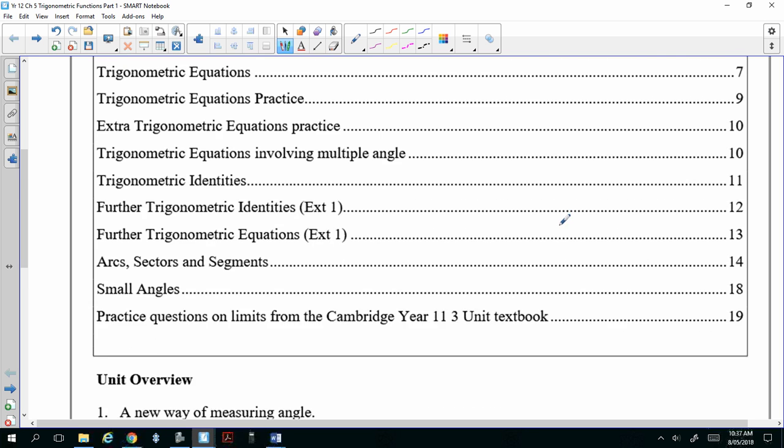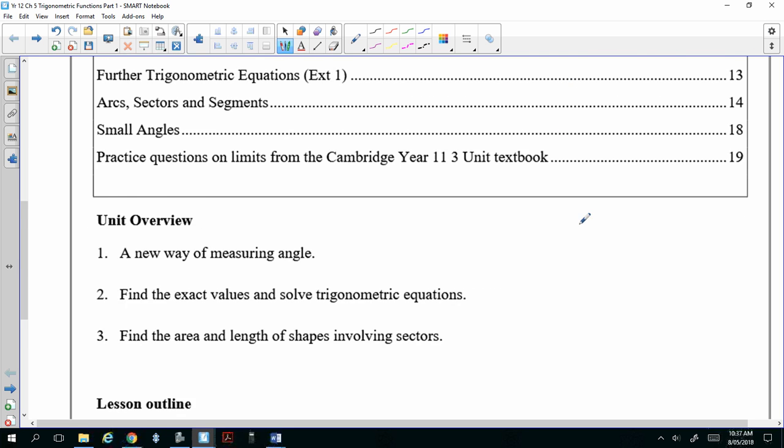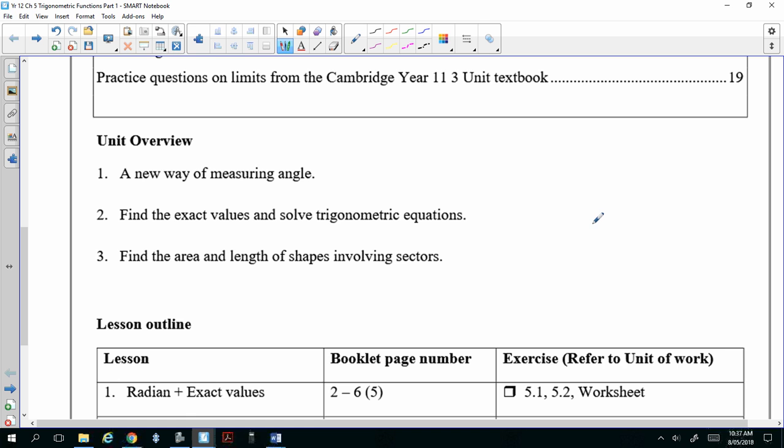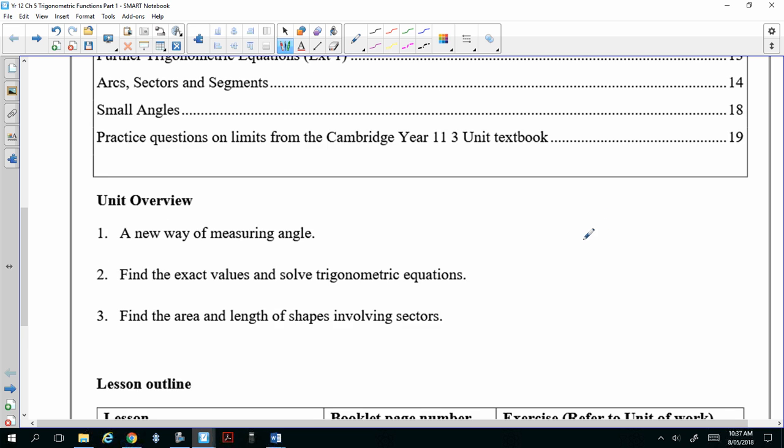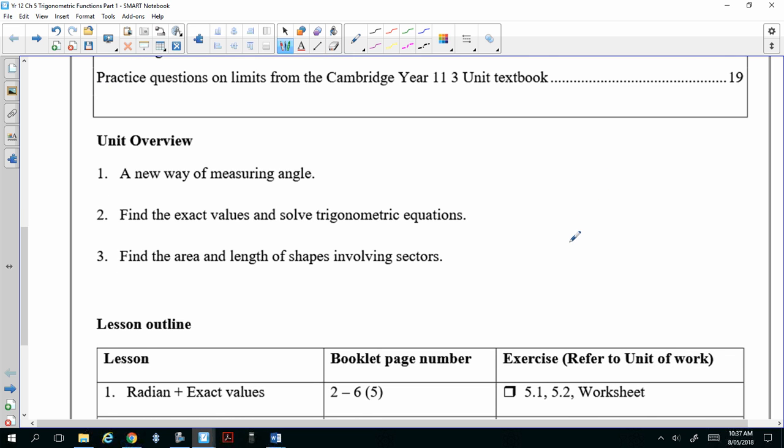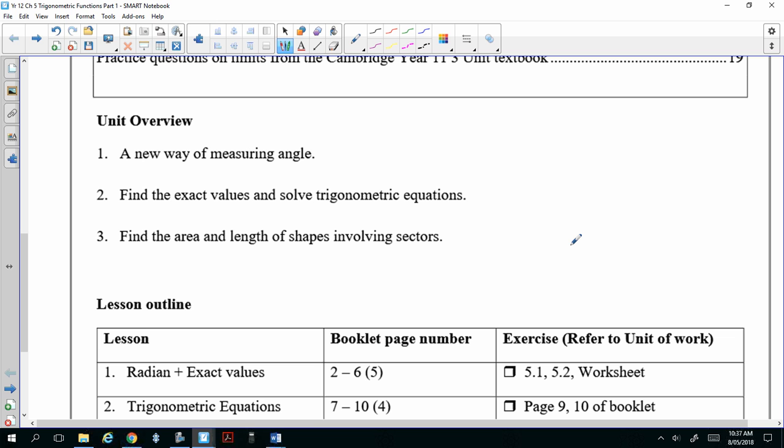Okay, so this is a very long topic. So let's do an overview of what we're going to do. This is part one. There's two booklets. This is the first part of the booklet. We're going to look at a new way of measuring angles using radian.